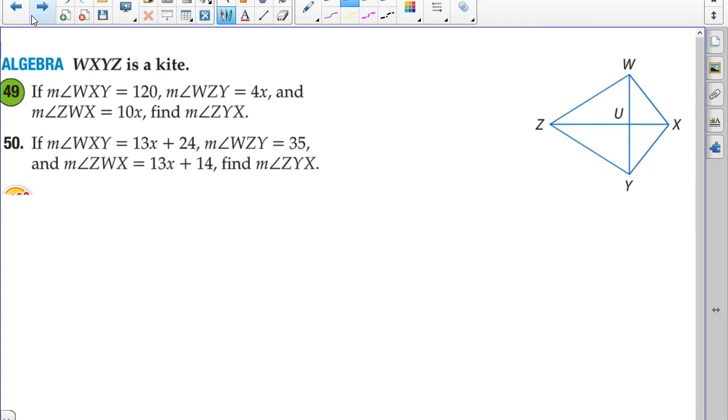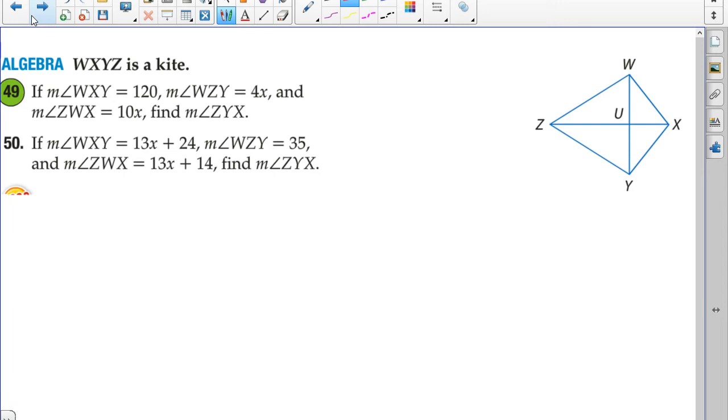So measure of angle WXY is 13x plus 24. Measure of angle WZY is 35. Okay. Measure of angle ZWX is 13x plus 14.